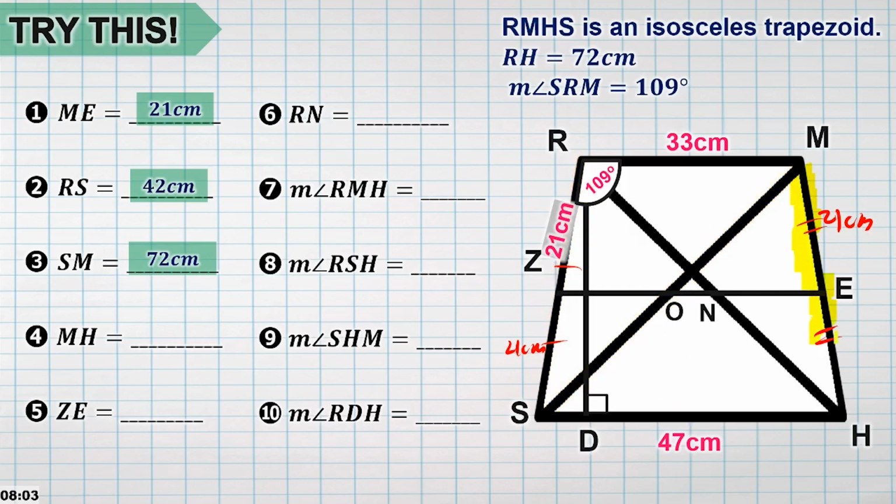Ito daw, MH. Yes, Alexa. Very good, Alexa. So it's also going to be 42 centimeters because this is also 21 centimeters. Next, how about line segment ZE? I think we're talking about the median here. Ano ang naging measurement ng line segment ZE?